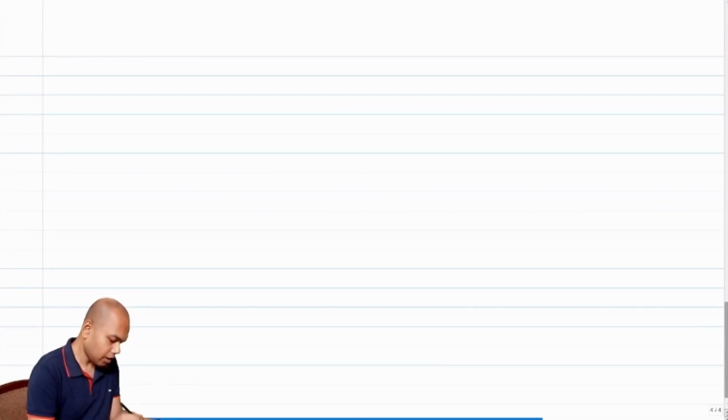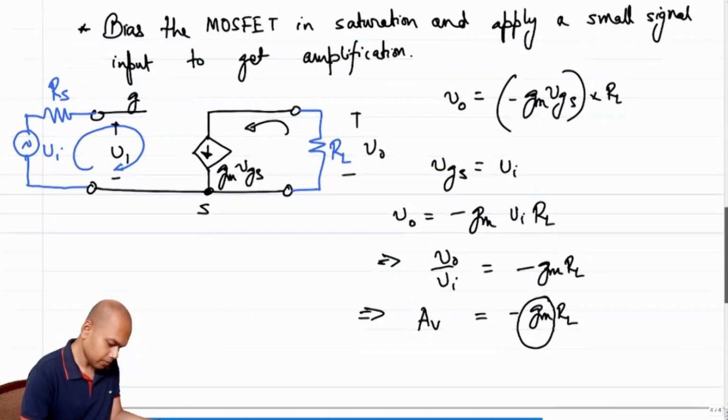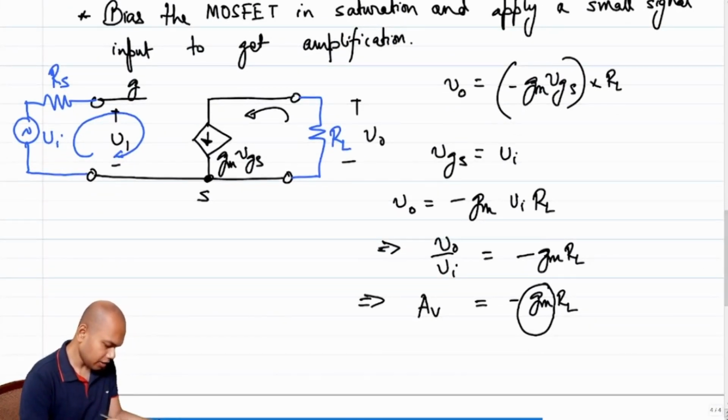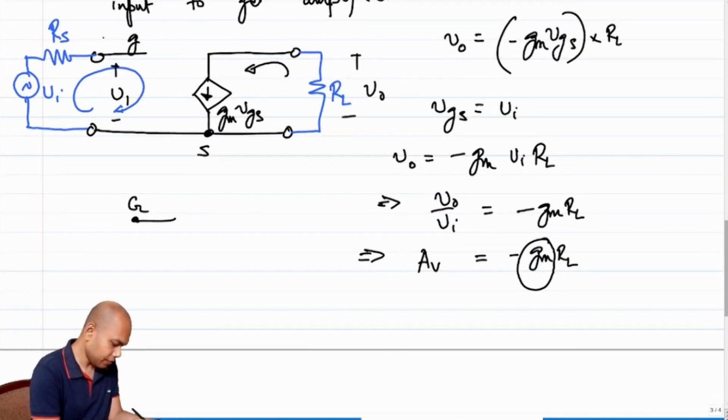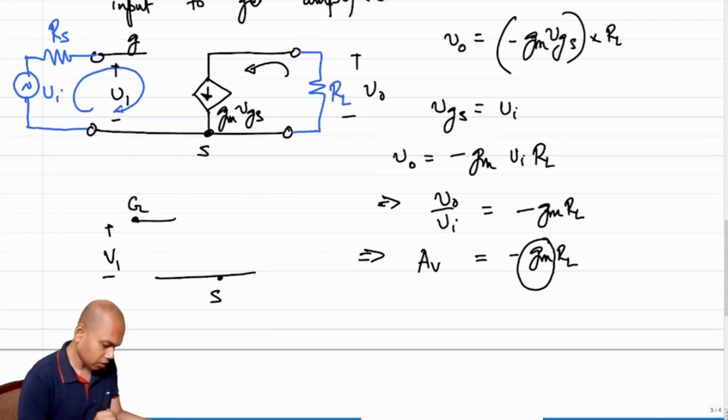So how should we replace the incremental model with a MOSFET? Now note that in a MOSFET, the gate is one terminal, right? So if this is V1, V1 is the voltage between the gate and the source. This is the gate, this becomes the source, right? And V2 is the voltage between the drain and the source, right?